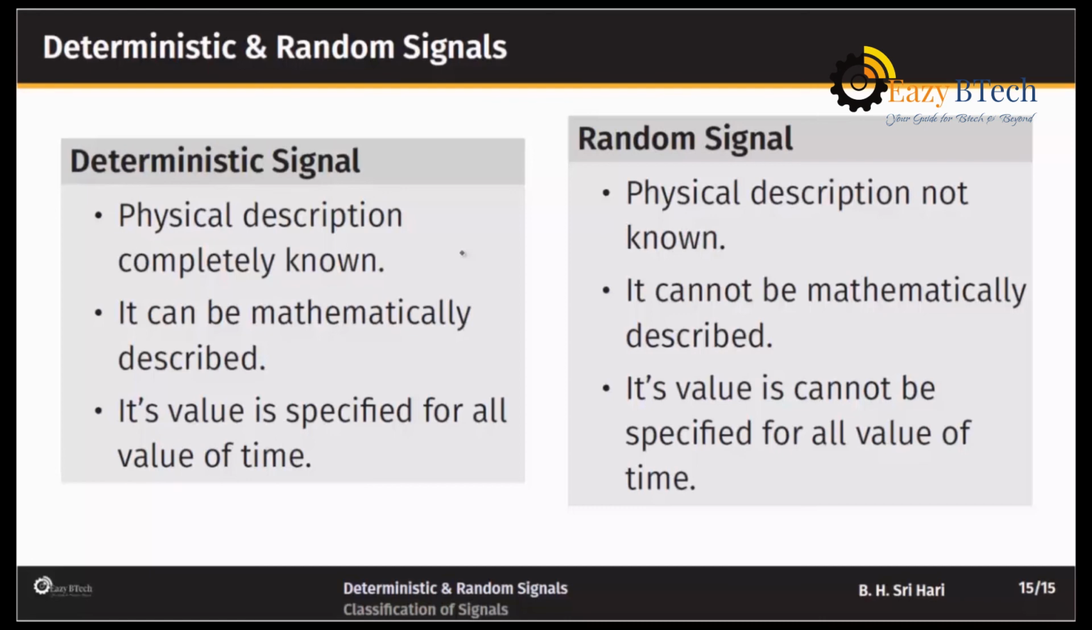So the concepts of deterministic signals we see completely in this course of signals and systems, but the concepts of random signals we will deal with in the course of what? Probability, random variables and random processes.